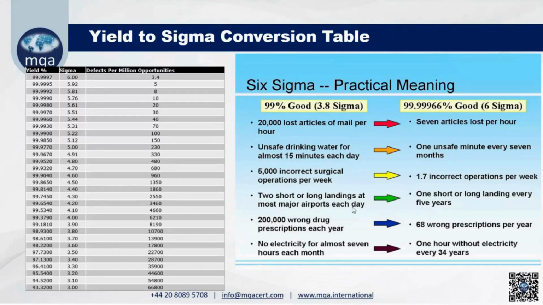Now, from 99% to 99.997%, this probability has reduced from 2 per day to 1 per 5 years. Then 2 lakh wrong drug prescriptions every year reduced to 68. And from 7 hours per month without electricity to 1 hour every 34 years. So this is the difference between 99 and 99.997.